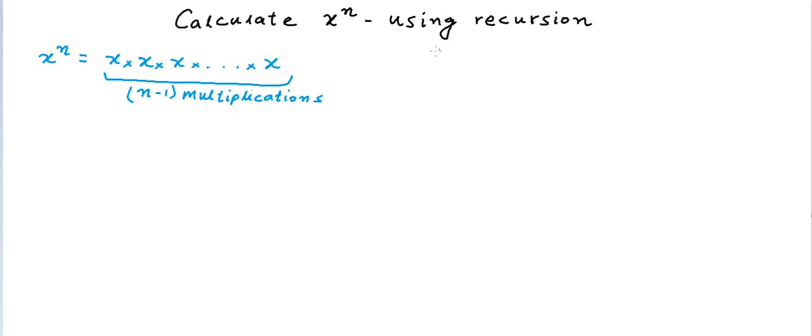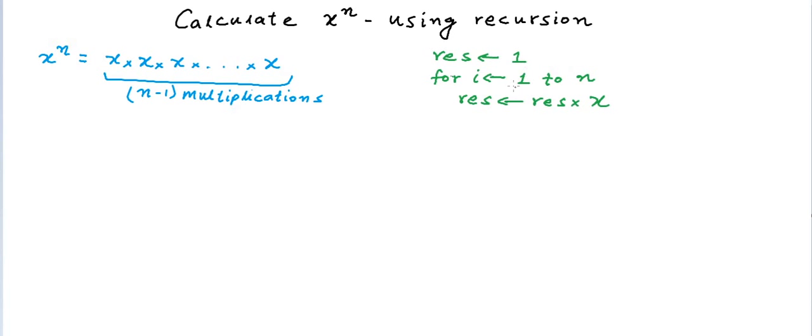And if we want to write a program to calculate x to the power n, the simplest thing that comes to our mind is that we can start with a variable. Say we want to start with a variable result, initialize it to 1, and then we can simply run a loop from 1 to n and keep multiplying result with x. So result becomes result into x.